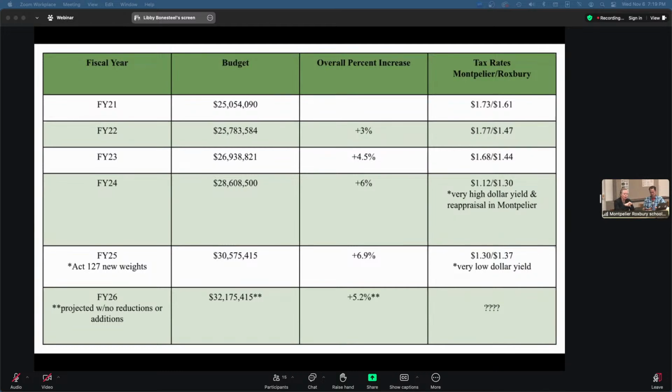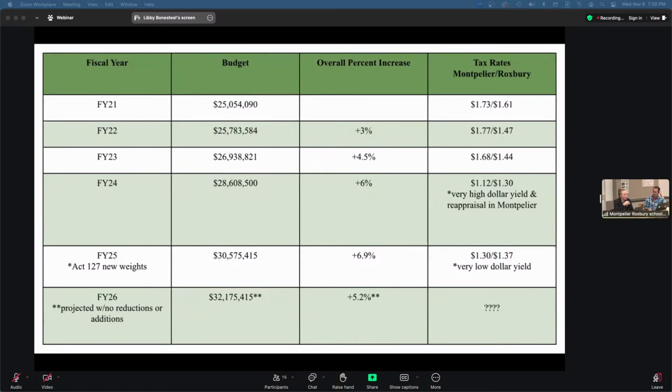But we went back a few years to find out what the budget was. So what was our education spending essentially for these years? You can see that we've increased between 3% and last year was our high at 6.9% increase. That's when the weights changed. It also, if we remember, tanked the dollar yield, which doesn't help us in terms of tax rate. So that's what the history has been.